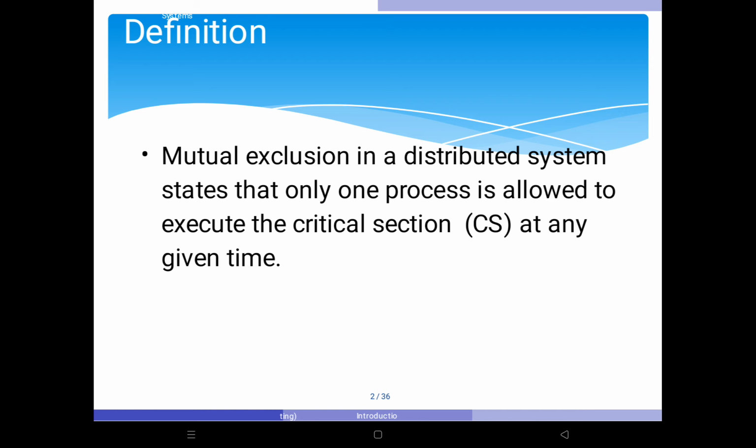The second one is no starvation. As you know, what do you mean by fairness? Fairness is also one of the requirements of a mutual exclusion algorithm. Every site should get a chance to enter the critical section, which is called fairness.